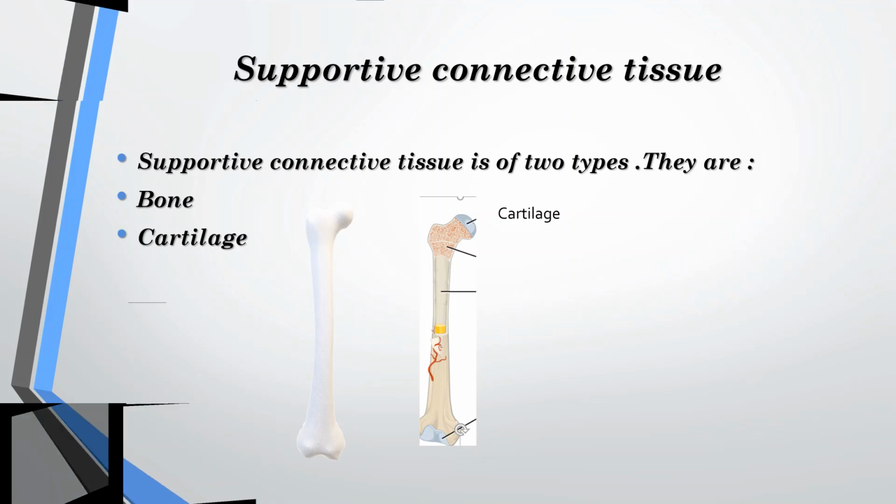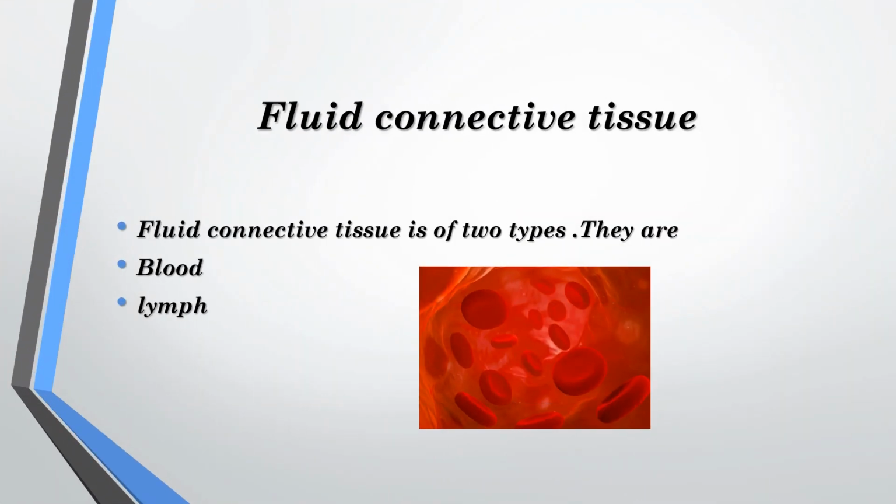Moving on to the next topic, fluid connective tissue. Fluid connective tissue is also of two types. They are blood and lymph. Blood is red in color, but lymph is pale yellow in color. Blood has red blood cells, white blood cells and plasma as well as platelets, but lymph has only plasma and white blood cells.